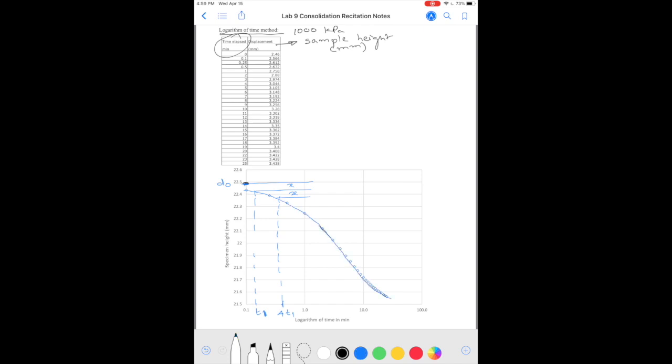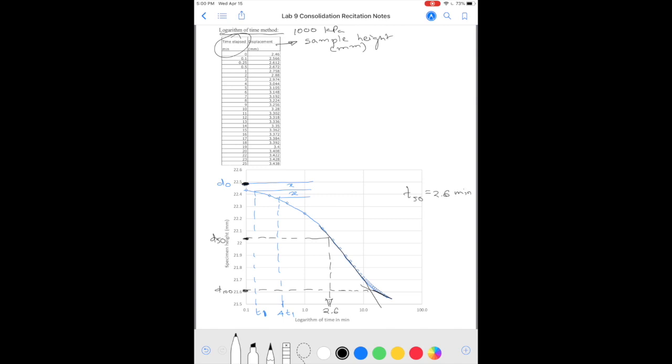We take this straight line portion and extend it back. We take this straight line portion at the end and extend it back. And that comes out to be what we call 100% consolidation. And then we find the midpoint of this point and that point, somewhere here, it looks like. And we find this. So you read it on your log scale and it looks like this is about 2.6. Okay, so our T50 for 50% consolidation is going to be 2.6 minutes.